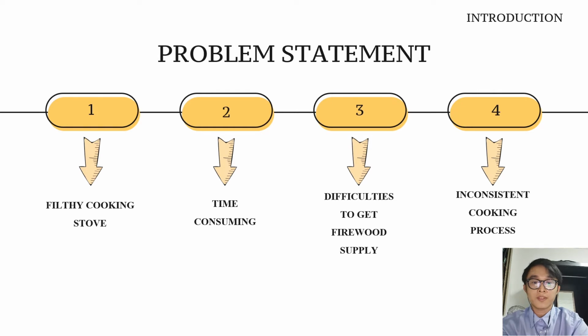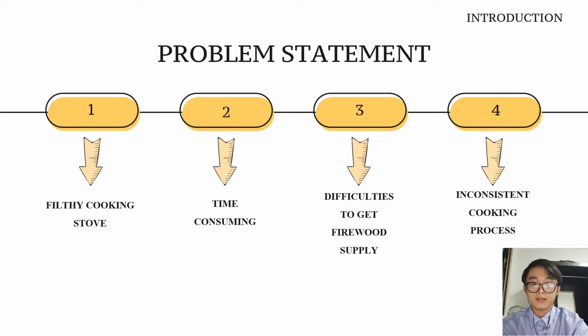This is the problem statement for this project. It will be divided into 4 parts. Firstly, is the filthy cooking stove people use during the process of cooking the NIPA palm sap. The cooking stove usually is handled in an exposed outdoor environment. This will ruin the final taste of NIPA palm sugar. Not to forget, it will cause health problems to the consumer.